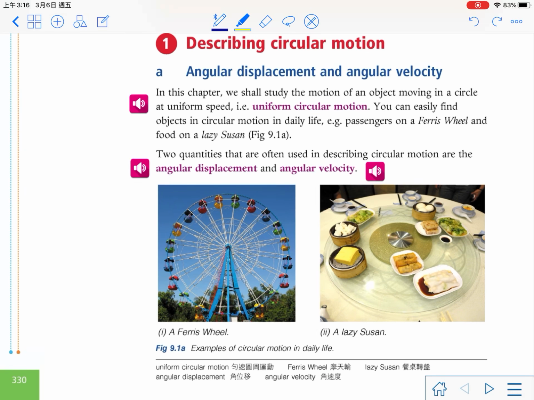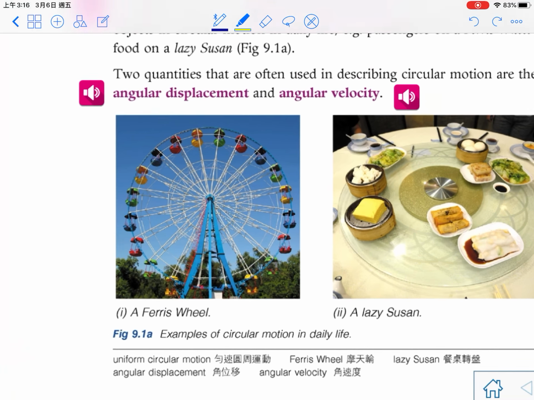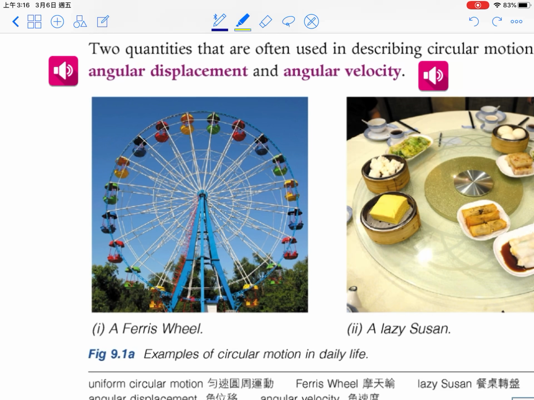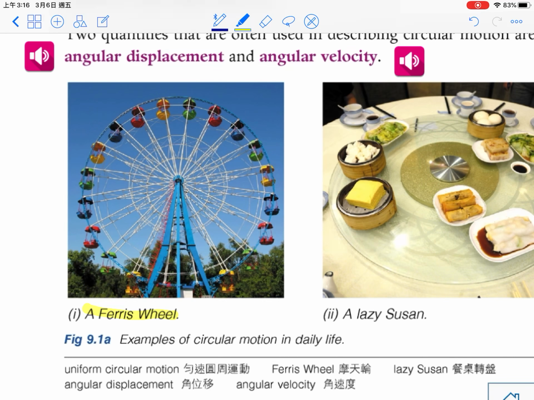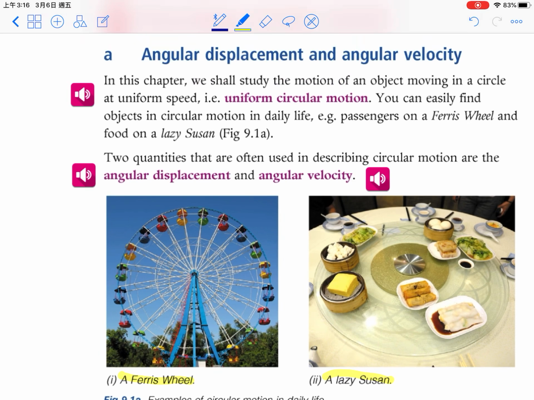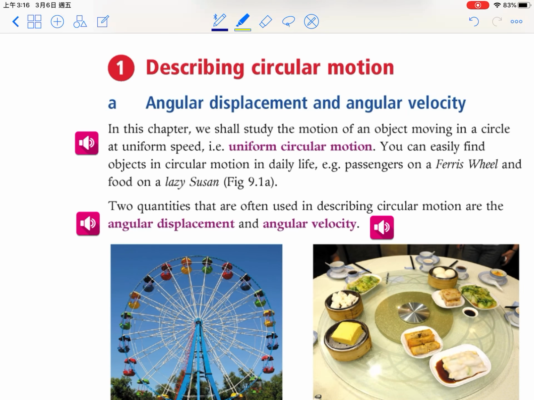In our daily life, we can see some objects move in a circular motion. For example, a Ferris wheel, and also a lazy Susan, 轉盤啦. In order to describe the motion, we would use some physics terms: angular displacement, 角位移, and angular velocity, 角速.